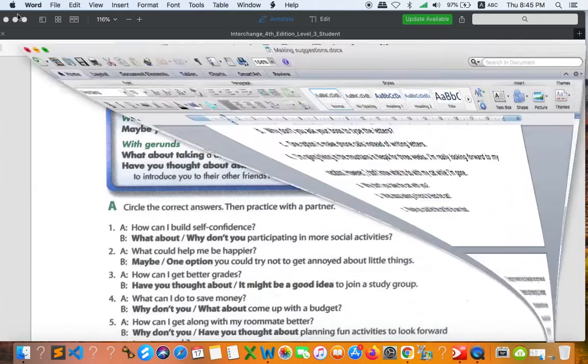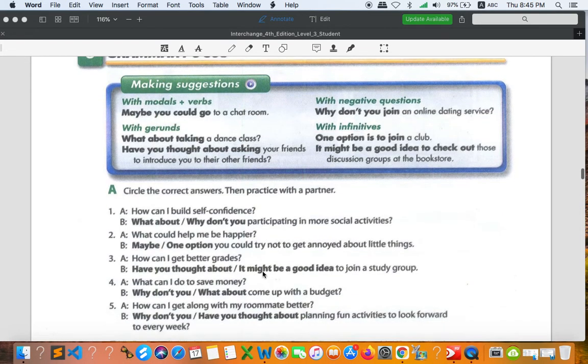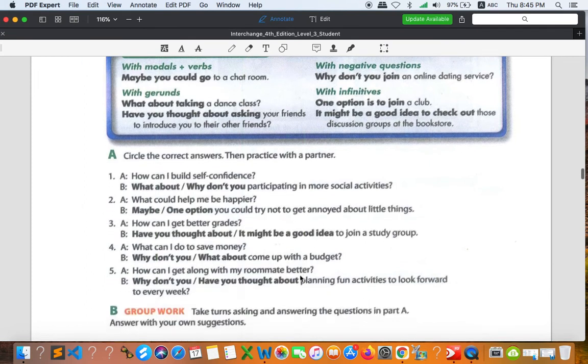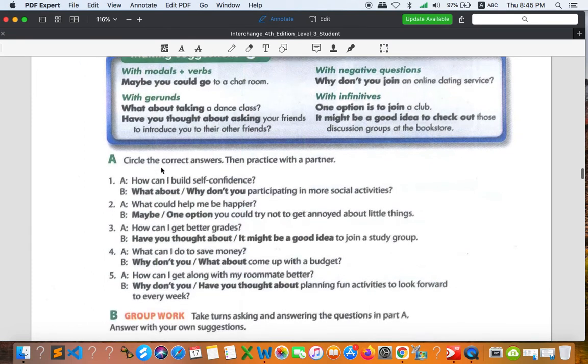And after you finish this, you can go to the exercise, 9a. Circle the correct answers, then practice with a partner. So right here, you just pick the answer. As you can see right here, we have participating, so you have to pick this one among the two here. When you take a look at -ing, we know exactly that we can only use it with what about and have you thought about. And if you take a look at the given answers right here, we cannot use why don't you, because why don't you is used with the base form. So the answer is what about, so that you can do number 2 to number 5 for your practice.